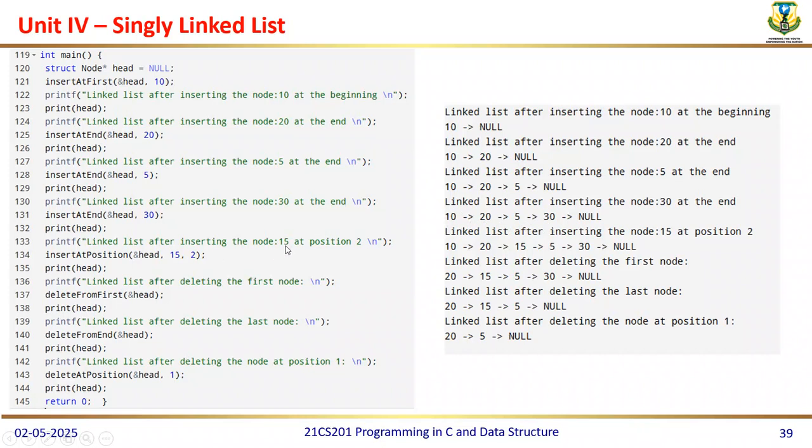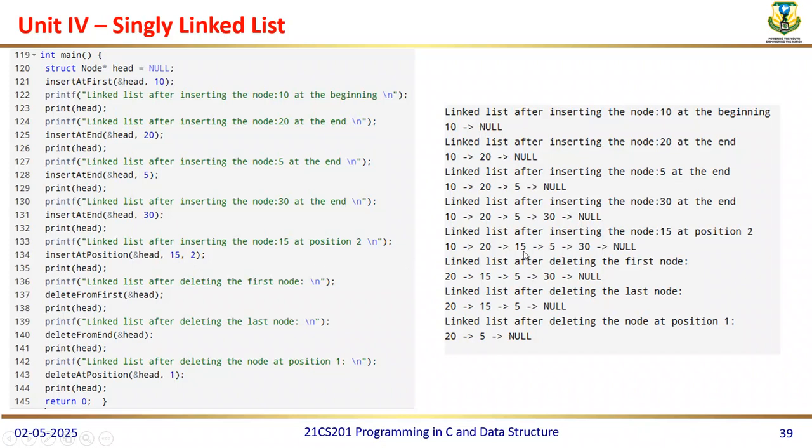That node number is 15, the value is 15, and it should be inserted in position 2. Which is position 2? So this head, 20, is the first, and 15 is the second. So after 20, before 5, I wanted to insert. That is the requirement. So for that purpose, I am calling a function, insert at position, with the head, the value 15 and the position 2.